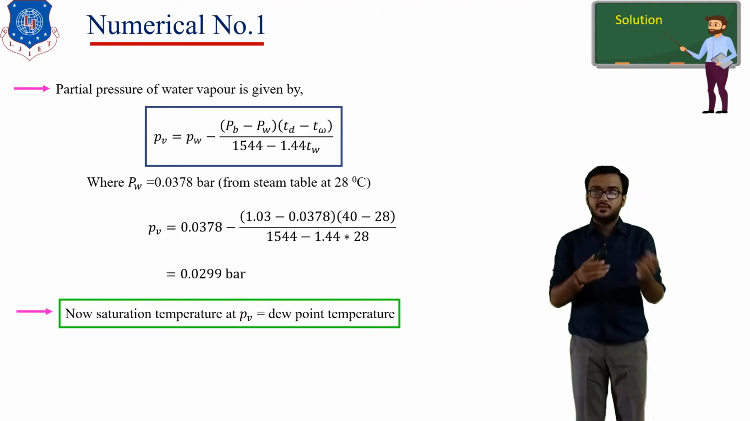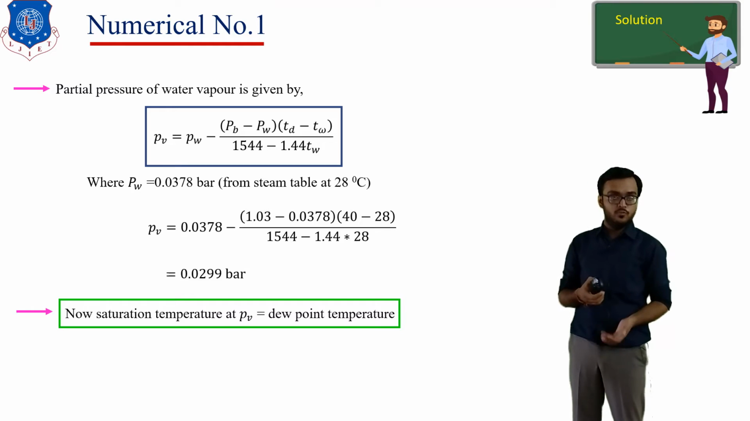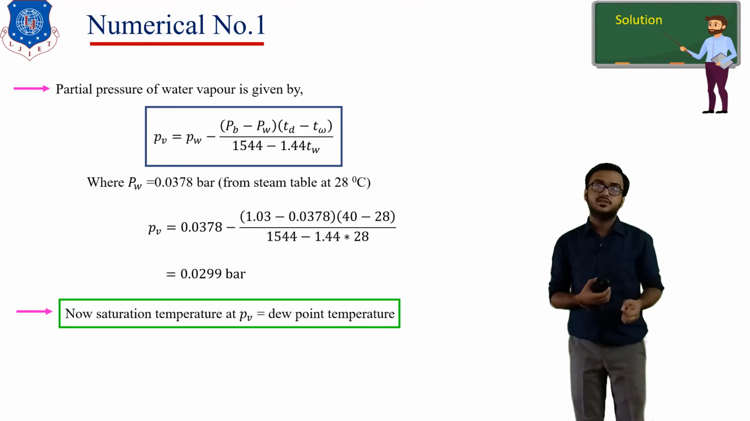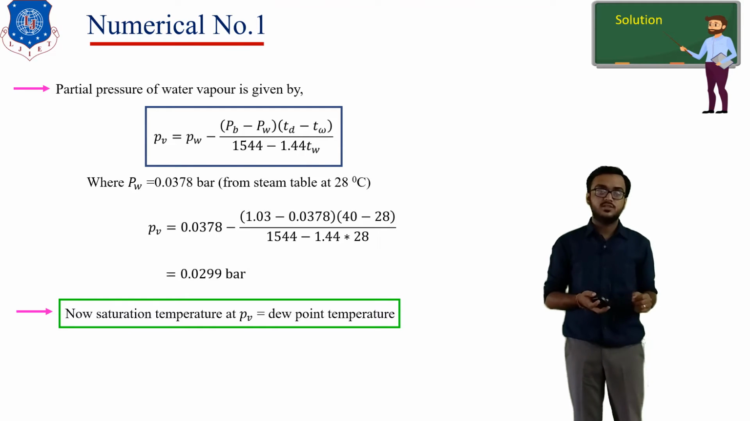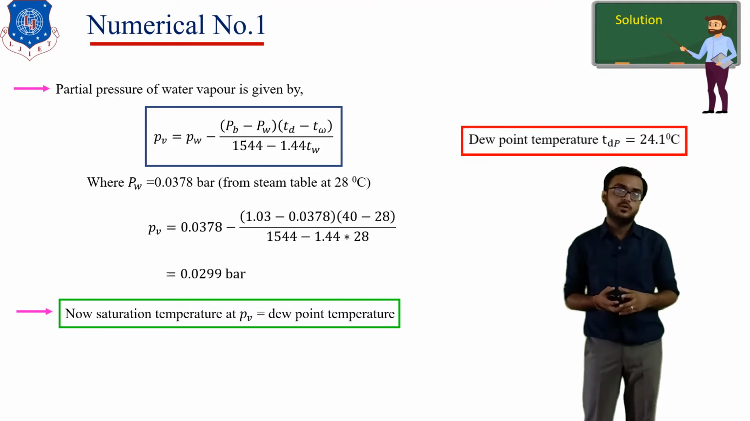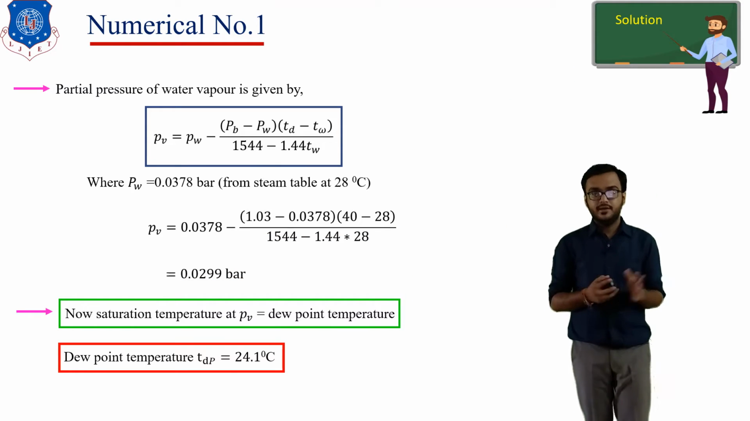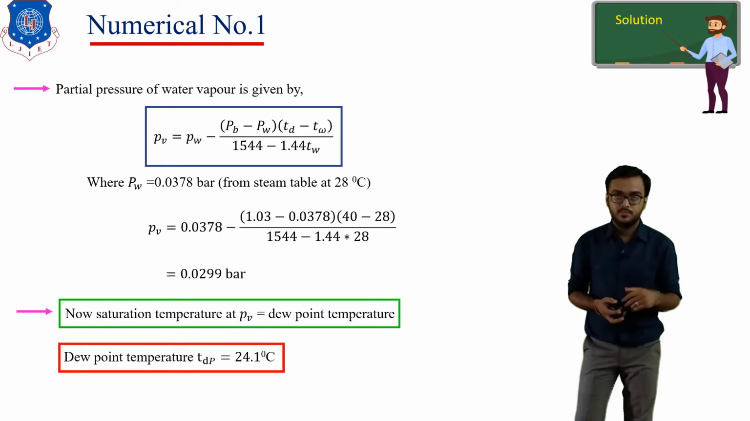Whatever the reading of the temperature, it gives us the value of the dew point temperature. So you can say the saturation temperature at PV is equal to the dew point temperature. From the steam table, the value of dew point temperature is 24.1 degree centigrade. Clear? Okay.